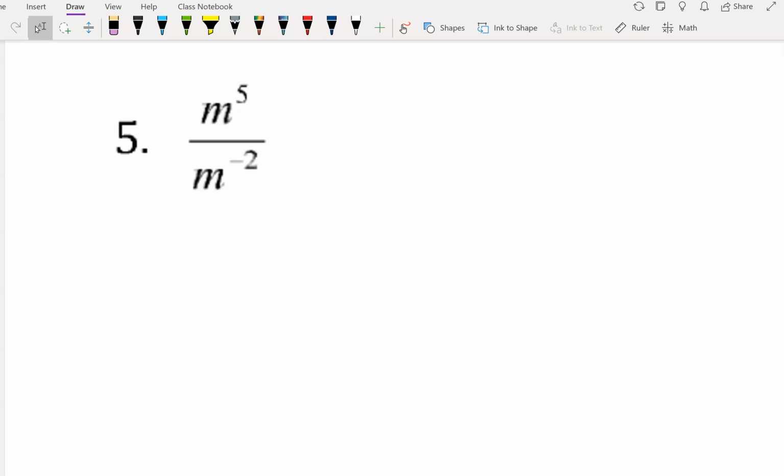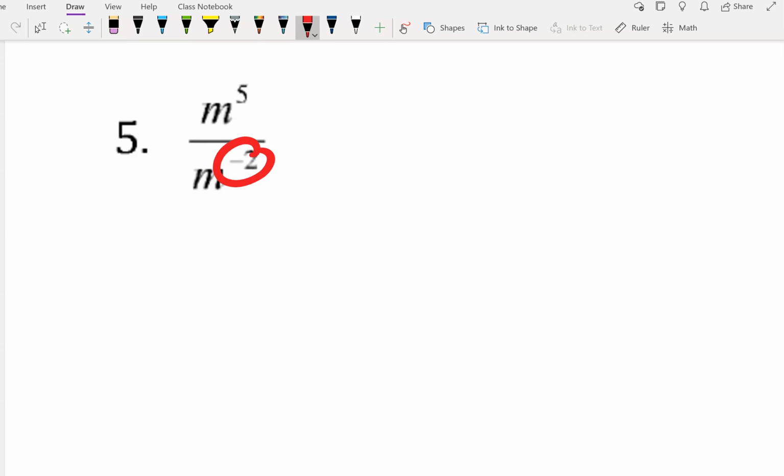Number 5. Again, a couple different ways you can go about doing this. Since you are dividing like bases, you could subtract the exponents. I would warn against that though, because you would have to do 5 minus negative 2, and subtracting negatives, a lot of students kind of mess that up.